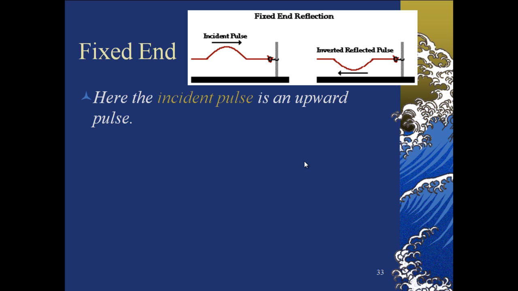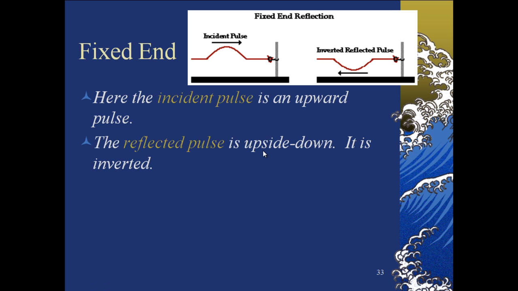So here, the incident pulse is an upward pulse. The incident pulse is the one that you give it. So it's the very first pulse. So I just jerk it up one time. It's going to create this nice little hump here. And it's going to travel all the way down the medium. And when it hits the fixed end, it's going to reflect. And this reflected pulse is going to be upside down. And I can show you this with a string, or I can show you with a slinky in class. So why don't I do that?